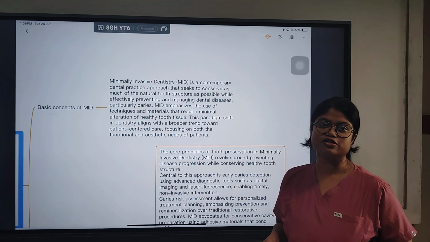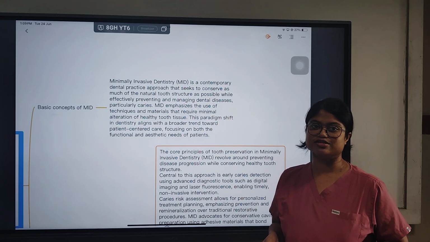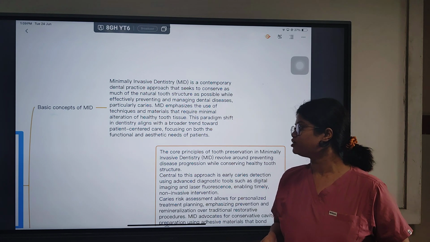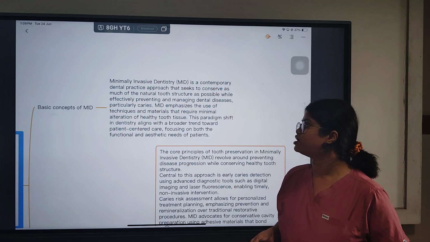What is Minimally Invasive Dentistry? What is its scope? What are the recent research interest areas? And what can be done in the future directions in the field of Minimally Invasive Dentistry?